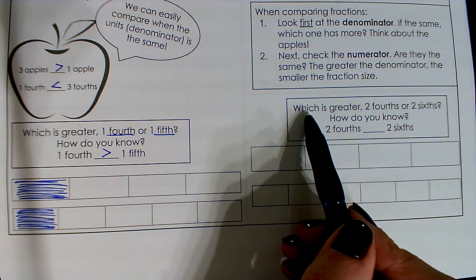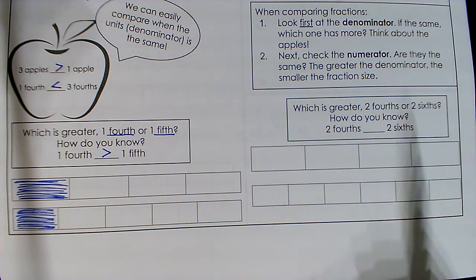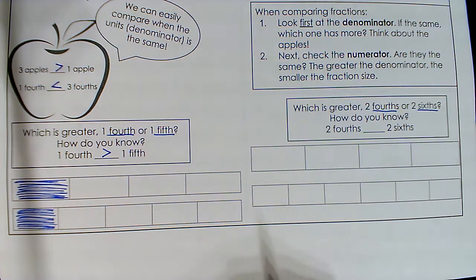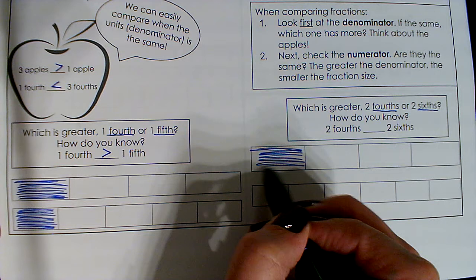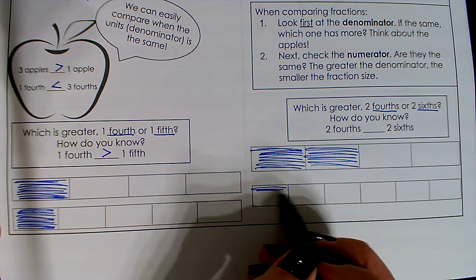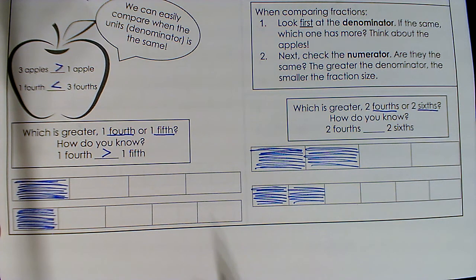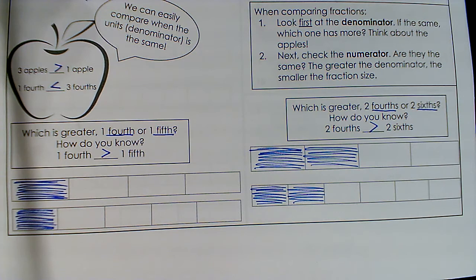So let's look at another example. This time I want you to think about which is greater, 2/4 or 2/6. Again, I'm dealing with 4ths and 6ths, so my denominator is different. That means my pieces are different sizes. So let's use this tape diagram to look. I have 2/4 and here's 2/6. So again, I can see that that 2/4 section is greater than 2/6.